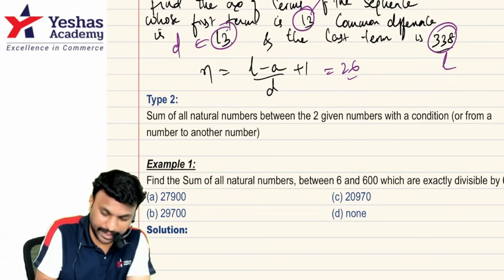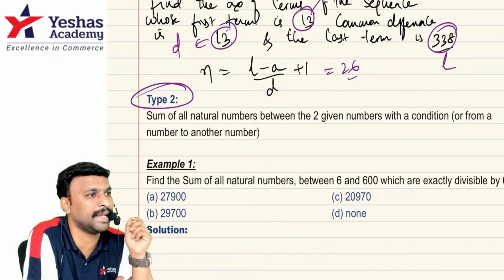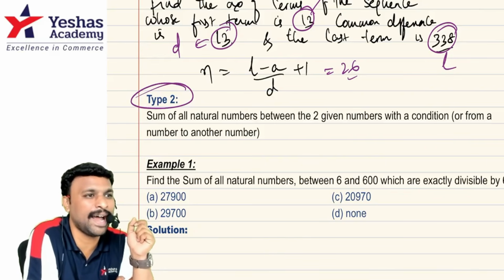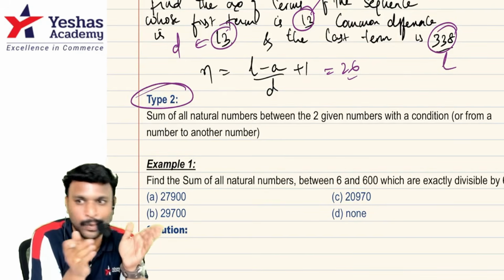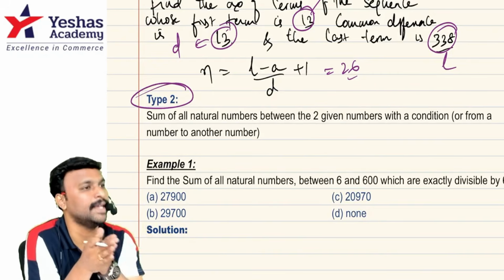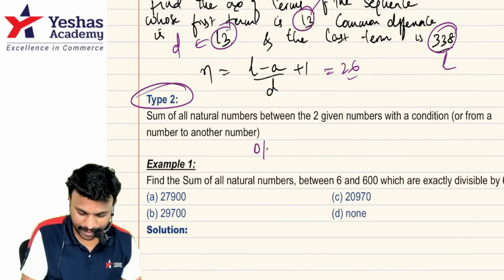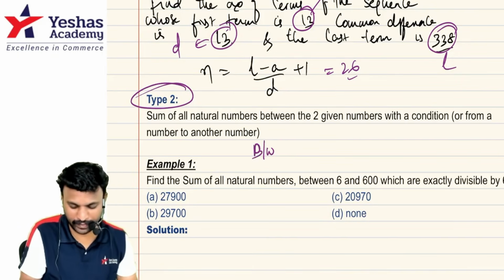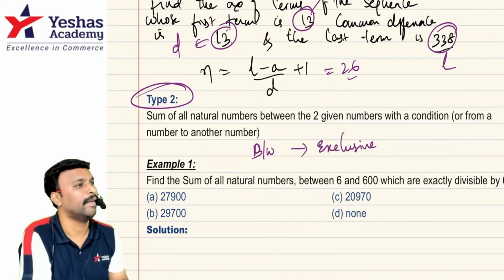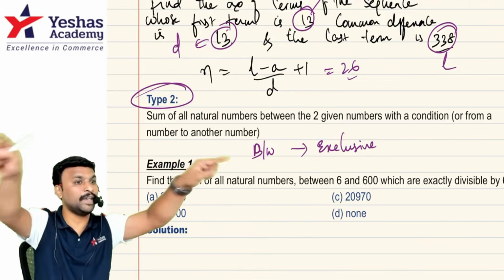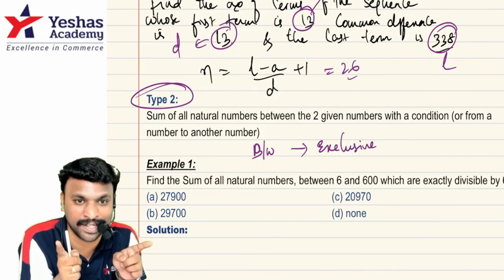Everyone, take the second type. This is a commonly asked question in the exam. What they'll ask is to get the sum of all natural numbers between two given numbers. Sometimes they give you between, sometimes from this number to that number. Please understand, whenever they say between, that means it becomes exclusive. Whenever they say between these two numbers, even the two numbers become exclusive. Even though they satisfy the condition, you should not consider them.